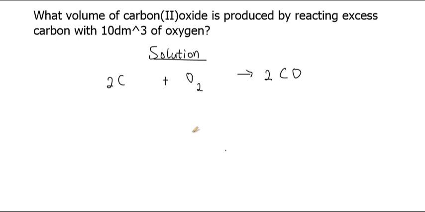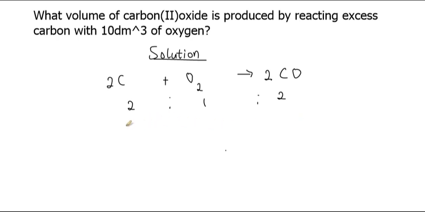Now to solve this kind of question, we'll be applying Gay-Lussac's law, which states that when gases combine, they do so in volumes which are in simple ratios to one another and to the volume of the product. So right now the ratio in which these combine, we have 2:1, and for the products we have 2 as well. That is, we can say 2 moles of carbon will require 1 mole of oxygen to liberate 2 moles of carbon(II) oxide, or we say 2 volumes of carbon will require 1 volume of oxygen to liberate 2 volumes of carbon(II) oxide.